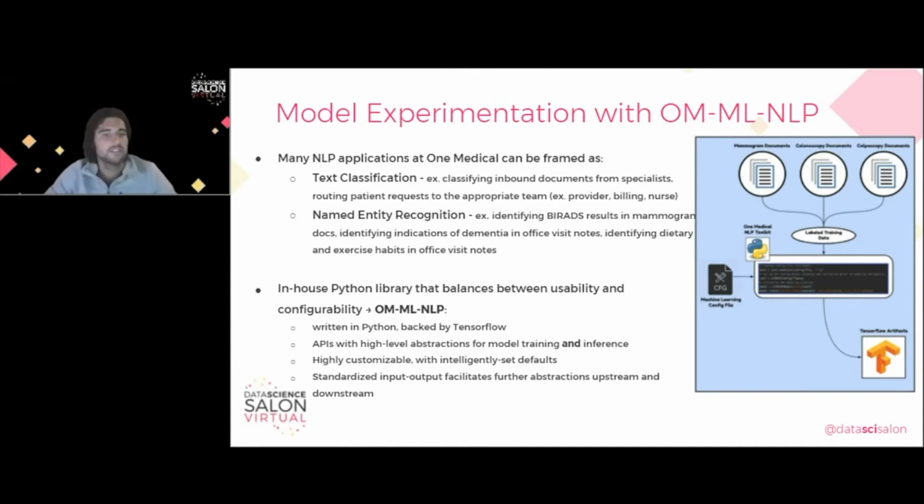Here on the right, we can see a simple example of how this tool can be used. We're loading in different types of documents, mammograms, colonoscopies, and colposcopy documents in this case. And with a small config and about 3 lines of code, we're able to train and validate a document type classification model and produce standardized model artifacts.